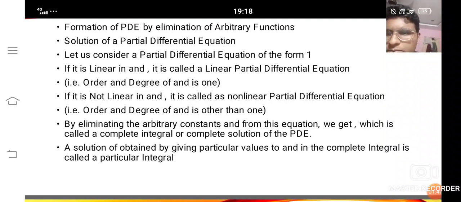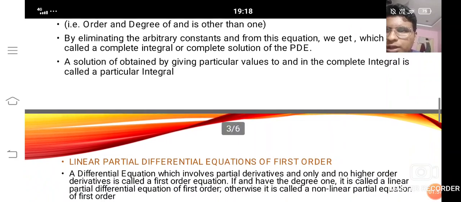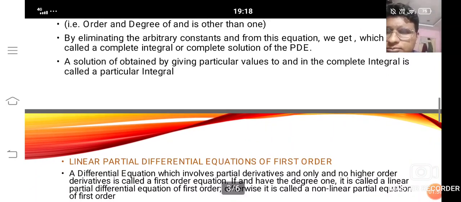By eliminating the arbitrary constants a and b from this equation, we get an equation which is called a complete integral or complete solution of the PDE. A solution obtained by giving particular values to a and b in the complete integral is called a particular integral.